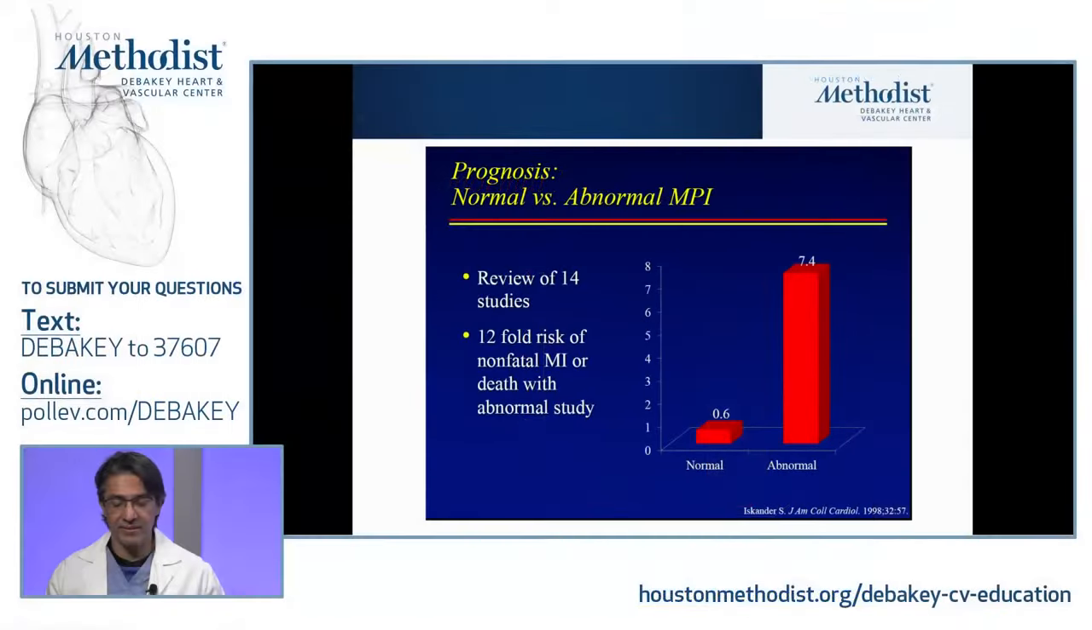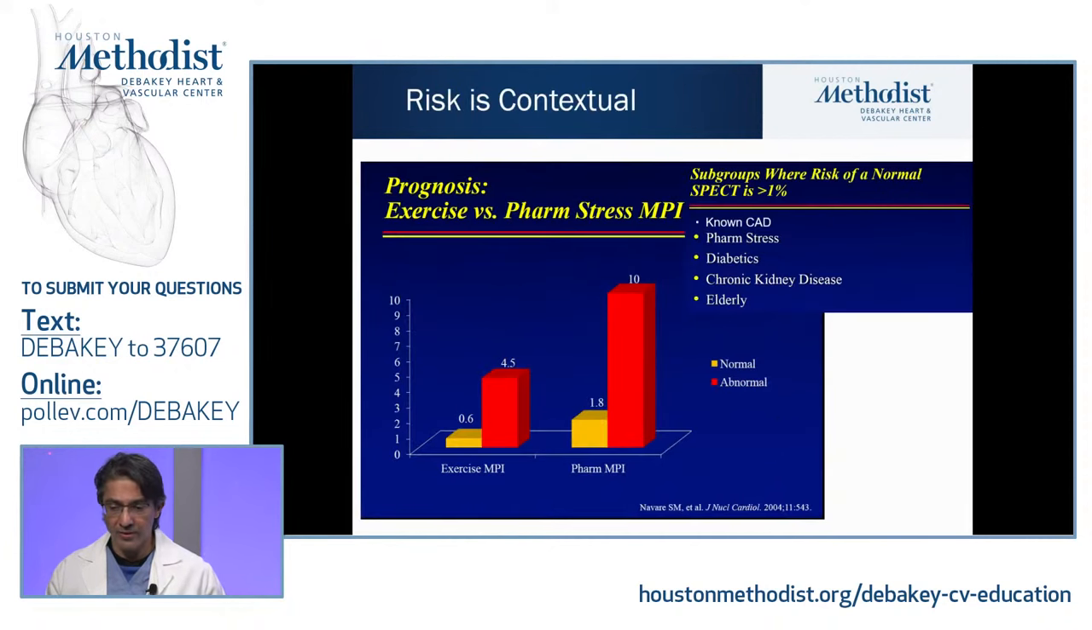When it comes to prognosis, very large, robust data has shown us that if a patient has a normal myocardial perfusion exam, the risk is very low at 0.6%, whereas if your study is abnormal, your risk is sevenfold higher. But it's important to know that risk is contextual. The greater the risk your patient has, the higher your risk will be than the 0 to 0.6% that's quoted. For example, if your patient cannot exercise, just the fact that they need a pharmacological stress test puts them at higher risk than somebody who can exercise.